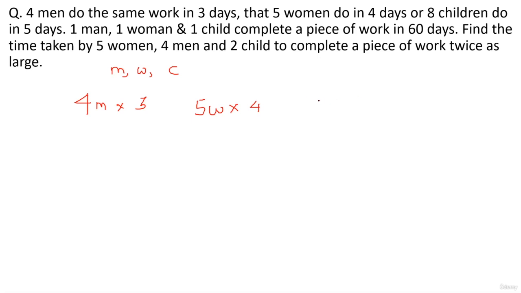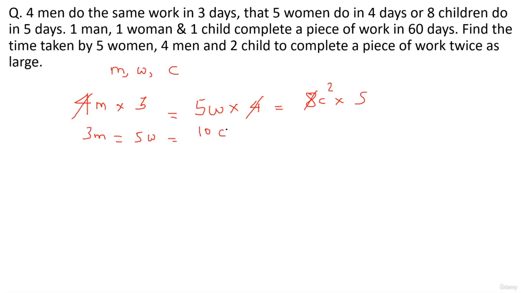8 children do the work in 5 days. So efficiency of each child is C units. 8 children is 8 into C. Like this, they work for 5 days. They do the same work. All of these are doing the same work, right? So you equate them, you can cancel out 4. You will end up with 3M equals 5W equals 10C.